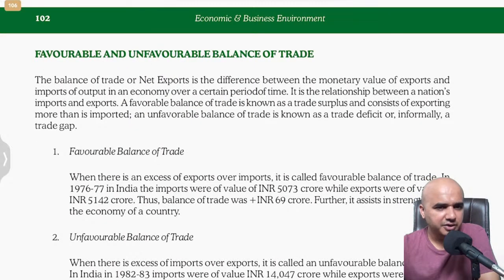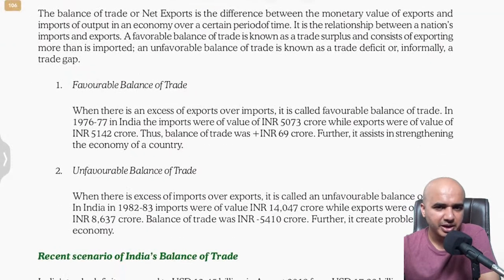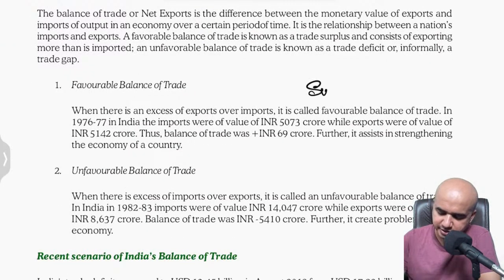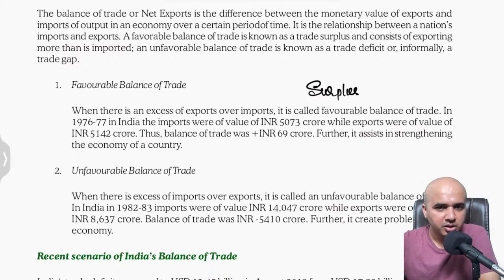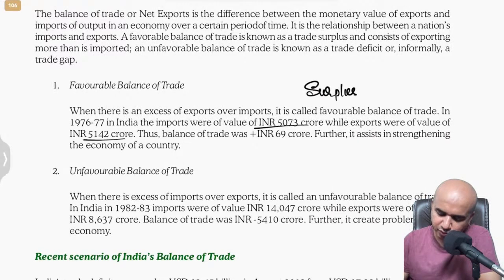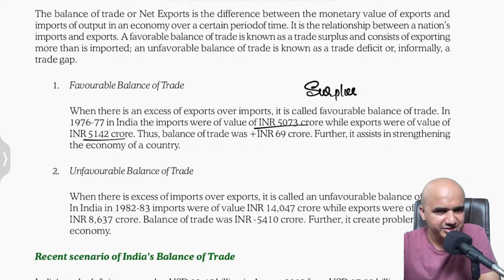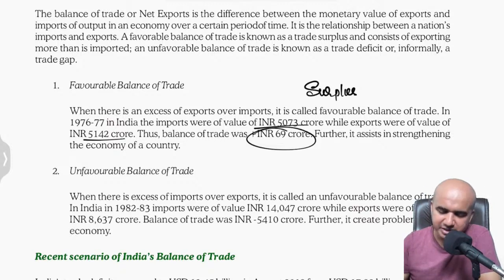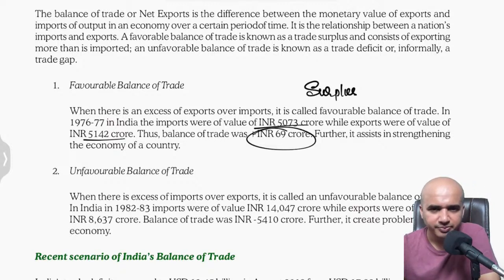Okay. Favorable balance and unfavorable balance. When there is an excess of exports over imports, it is called favorable balance. That is nothing but the surplus which I was talking about. In 1976-77 in India, imports were of 5,073 crore while exports of 5,143. This is interesting. At least at some point of time in the history, we had a positive balance, even though it is very short or negligible. Still, it is nice to know that we had such a balance.